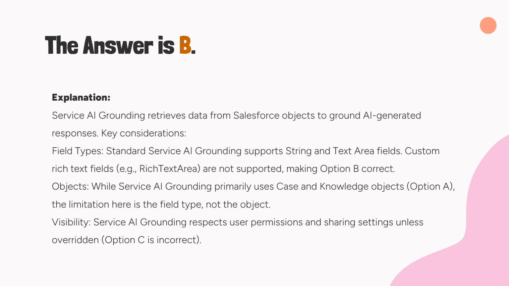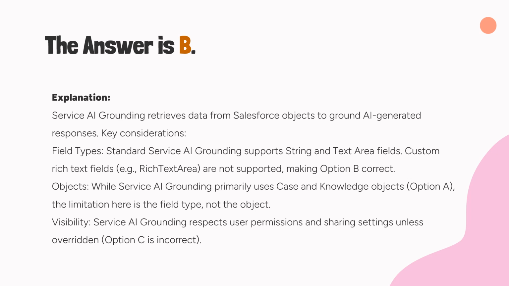Service AI grounding retrieves data from Salesforce objects to ground AI-generated responses. Key considerations. Field types. Standard service AI grounding supports string and text area fields. Custom rich text fields, e.g., rich text area, are not supported, making option B correct.